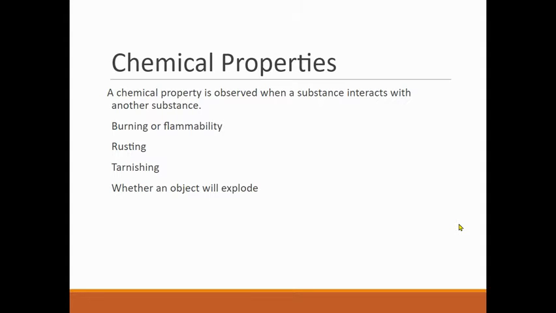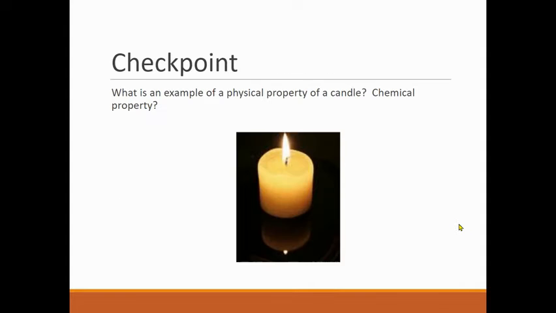Chemical properties are observed when a substance interacts with another substance. For example, burning or flammability would be a chemical property, as well as rusting, tarnishing, and whether an object will explode. A lot of times you'll see the word reacts. So, what is an example of a physical property of a candle? And what is a chemical property of a candle?